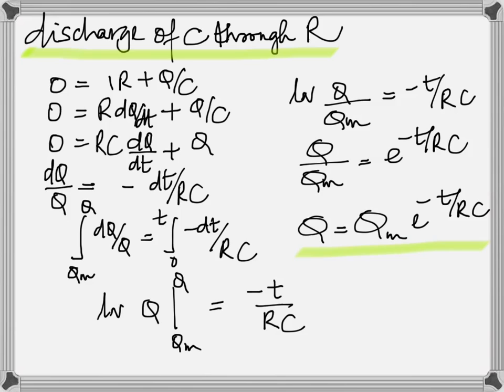It'll become e raised to negative 1 there, right? It'll become Qm times 1 by E. And 1 by E is 0.368.